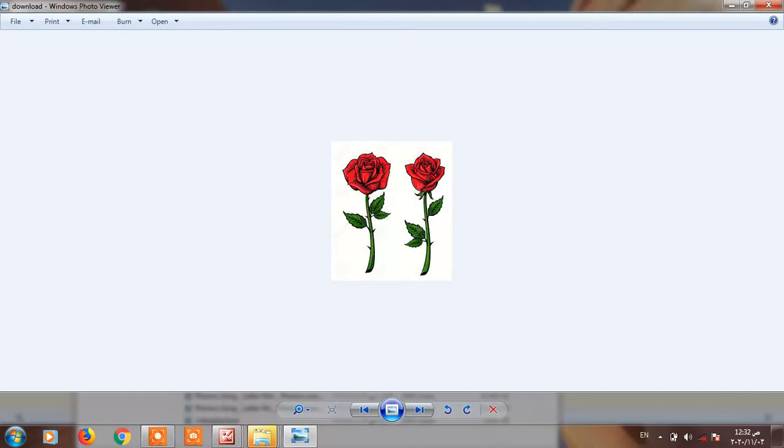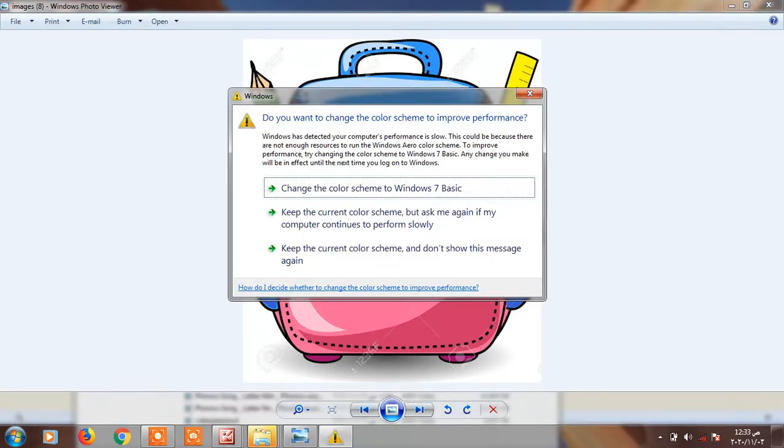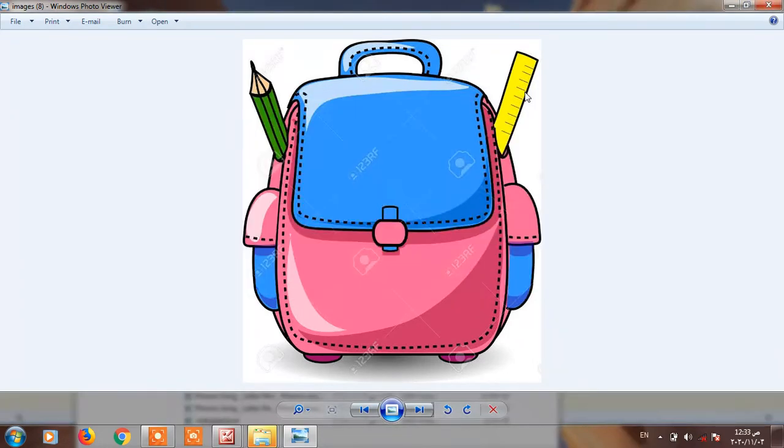Let's imagine, KG1. Singular, singular, plural, plural. Now look. How many bags are there? Will we use there is or there are? Yes, it's one bag. So we use there is one bag.